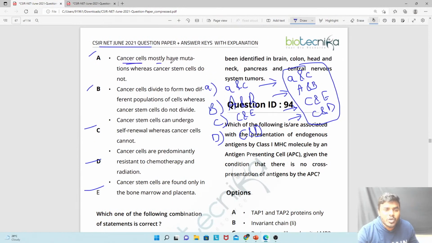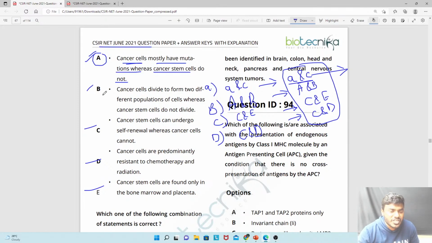Statement A: cancer cells mostly have mutations where cancer stem cells do not. Of course, true. Friends, stem cells do not have greater mutations when compared to the cancer cell. It is a simple, straightforward, direct statement. If you know that statement A is correct, your 4 marks is in your hand. A and C will be the correct answer. You don't need to think about it.